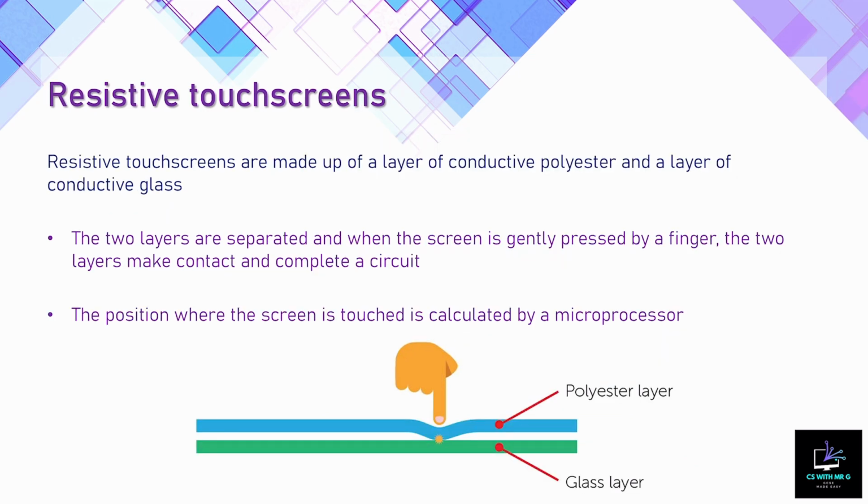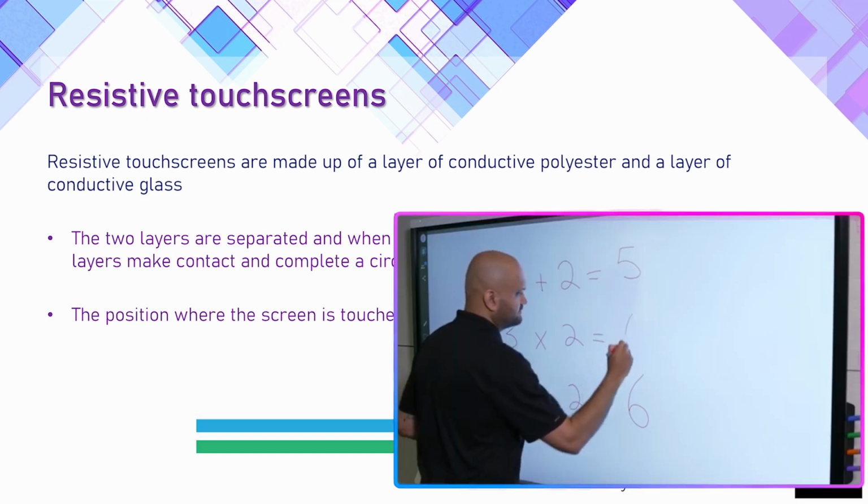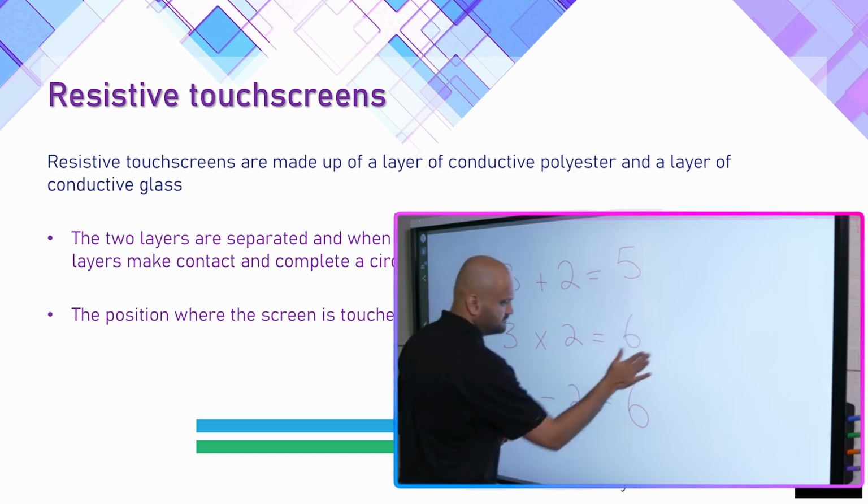The second type is resistive. Now, resistive touchscreens aren't as popular anymore. And the only real example I can think of where you might have seen one is maybe in your school if it's got a smart board or a large display that you can control with your finger.